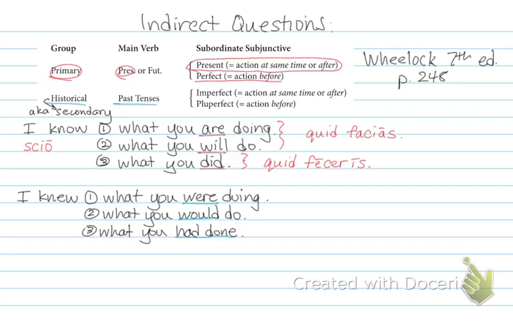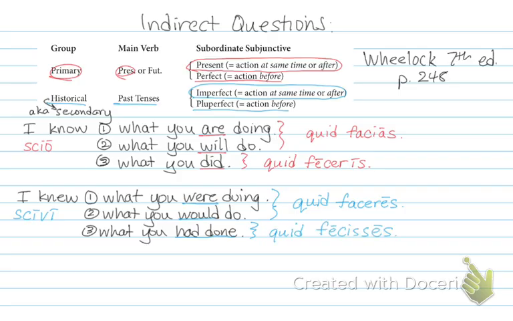All right, now let's see how that translates into Latin. Scivi, perfect tense, I knew. If we want to show same time or later, we're going to use the imperfect subjunctive. So scivi quid faceres. And then if we want to show prior time, I knew what you had done, we want the pluperfect subjunctive.